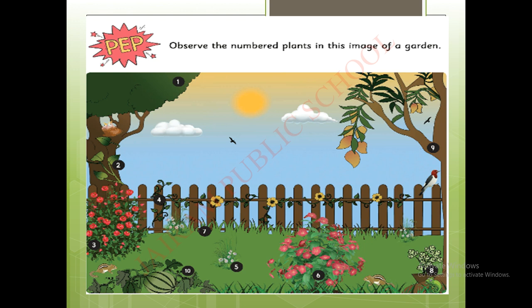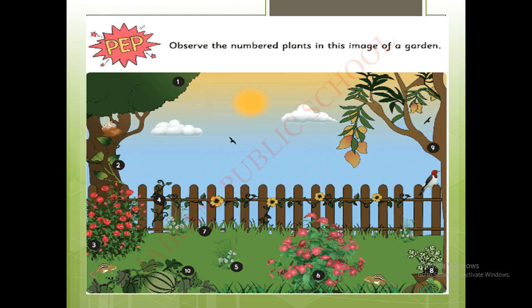So, what are the numbers given for the plants? Number 1, it is a big tree. Number 2, a plant is growing on the tree with a support. Number 3, you can see more colorful flowers, the plant is very bushy. Number 4, again a plant is growing on the fence for support. Number 5, it is a very small plant. Number 6, again it is bushy with more colorful flowers. Number 7, small plants growing near the fence. Number 8, a plant in a pot. Number 9, a mango tree. Number 10, a plant growing on the ground with a large vegetable on it. So these are the numbers given for the plants we observed.